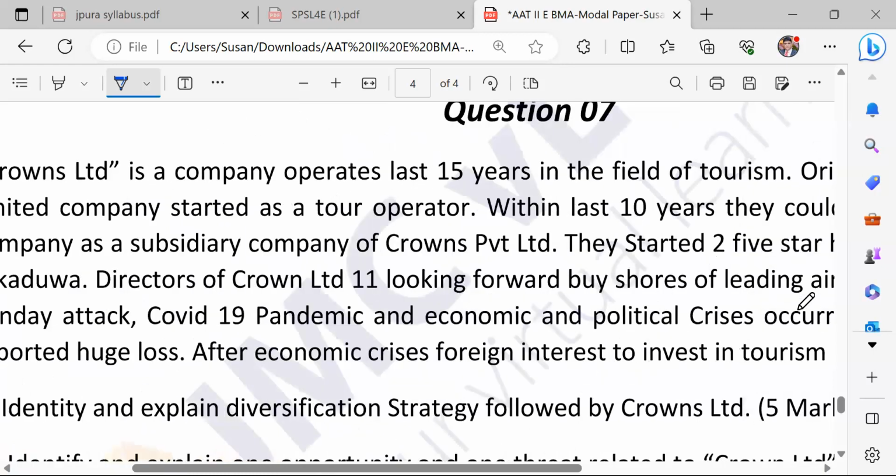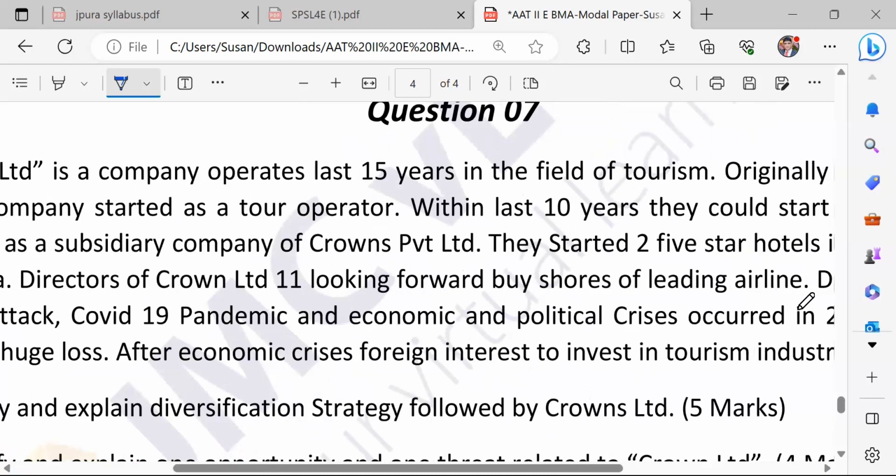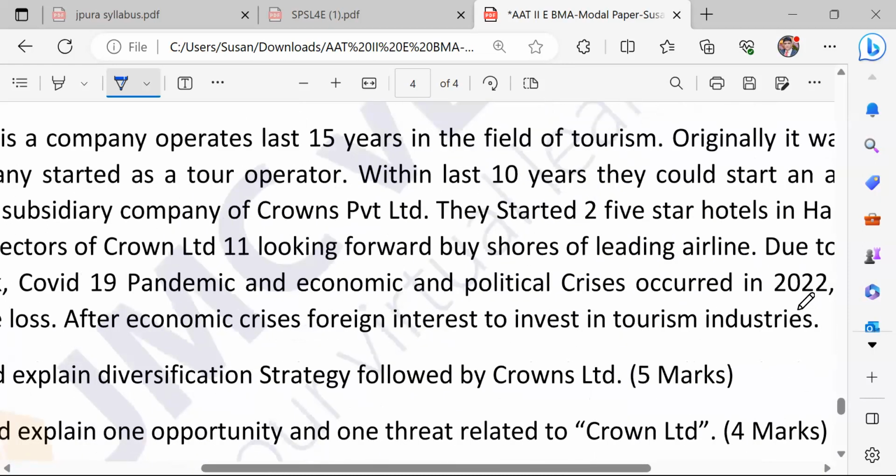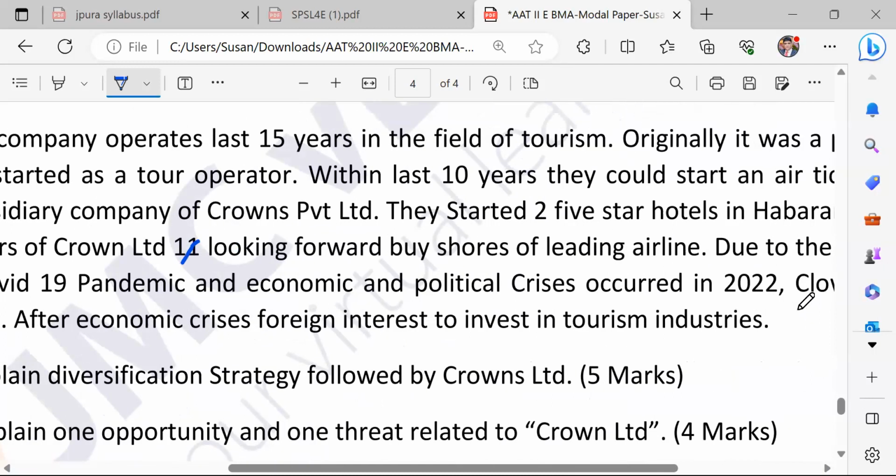Directors of Crowns Limited are looking forward to buying shares of a leading airline.